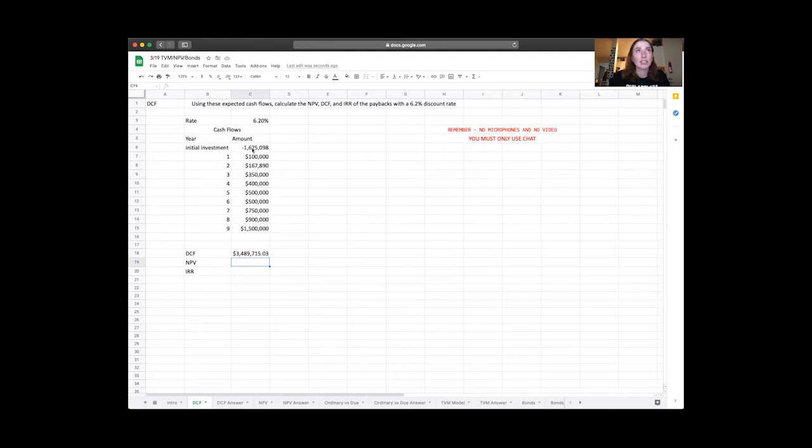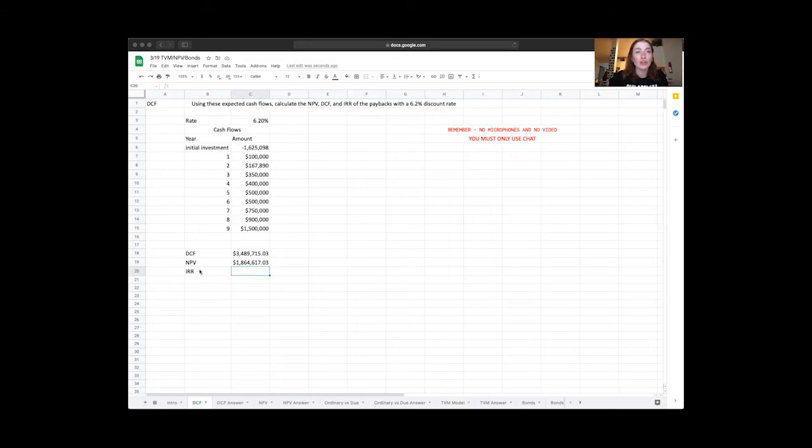All right, so then the next thing that you have to do is your NPV, your net present value, that takes into account your initial investment. So for this one, all you have to do is you click your discounted cash flow, the number that you just calculated, and you add your initial investment. So you add that in. And you end up with a net present value of 1,864,617.